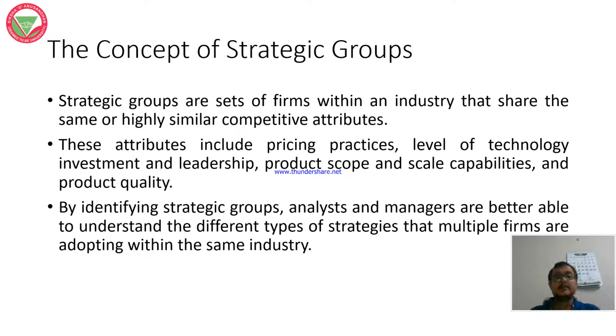The attributes include pricing practices, level of technologies used by various companies, investment and leadership style, product scope, the use of product in different parts, and scale capabilities. Why I am saying this is to identify your current competitors as well as your potential competitors.